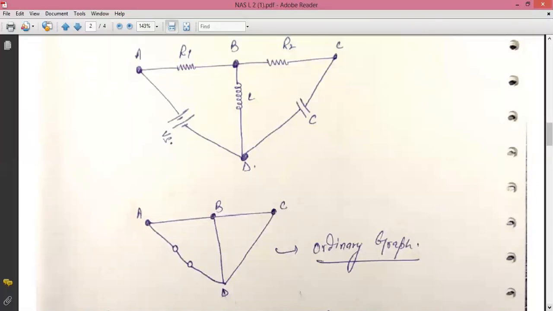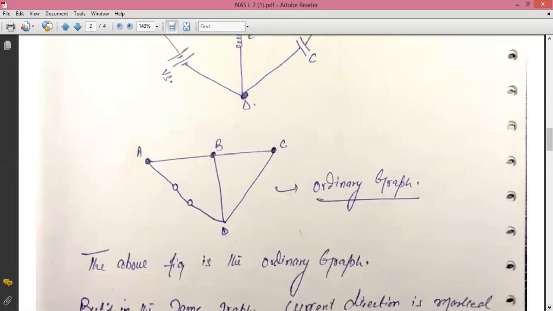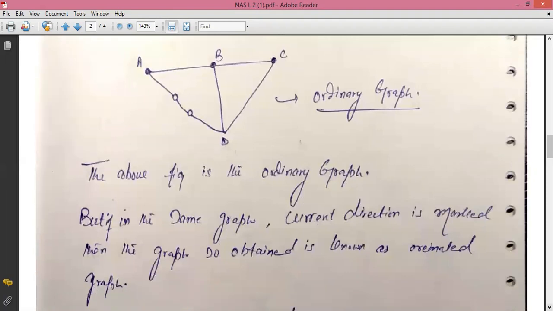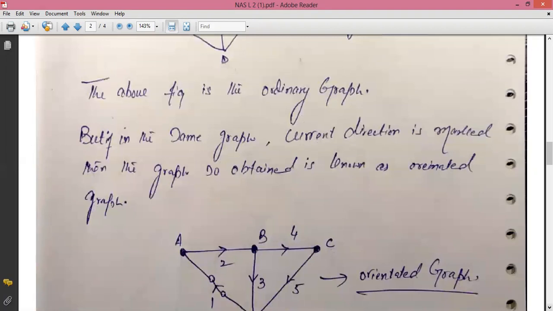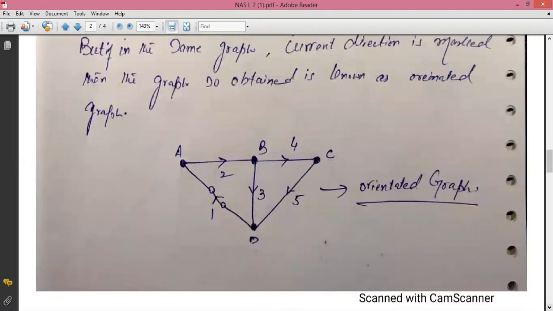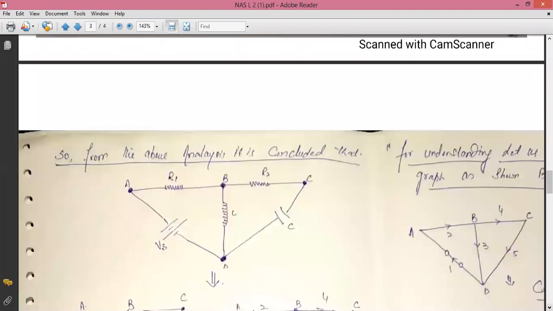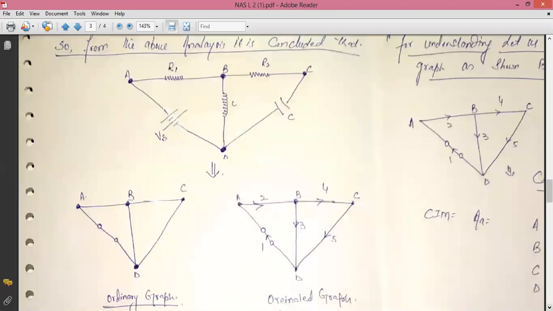Now, I will construct an oriented graph. See how the ordinary graph will be constructed. Now, see, the above figure is the ordinary graph. But if in this ordinary graph I mention the direction of the current, the graph so obtained is called an oriented graph. Now, you can see this is the oriented graph. I did nothing, I only marked the direction of current in the ordinary graph. So when I marked the direction of current, the graph obtained is called an oriented graph. Clear?